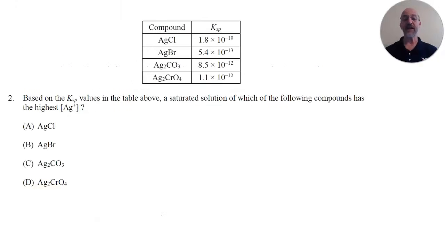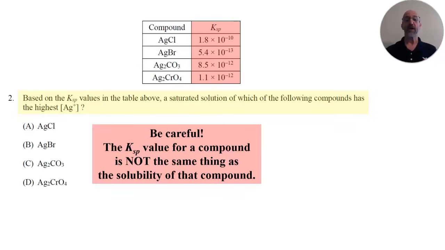Now let's take a look at question 2, which is a multiple choice question. In question 2, it says, based on the Ksp values in the table above, a saturated solution of which of the following compounds has the highest concentration of silver ions? Now, we are given a table with 4 different Ksp values, but you should be careful. The Ksp value for a compound is not the same thing as the solubility of that compound.